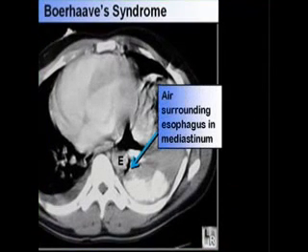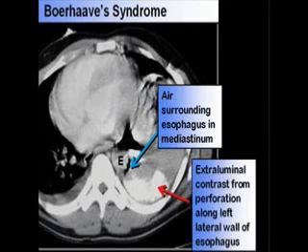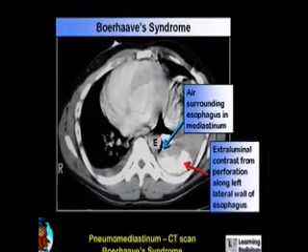In this CT scan of another patient, we can see air surrounding the esophagus with the E on it in the mediastinum, and we can also see contrast which is extraluminal due to the perforation that usually occurs along the posterior aspect of the left lateral wall of the esophagus.